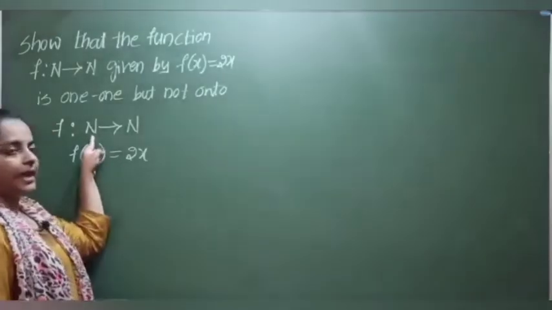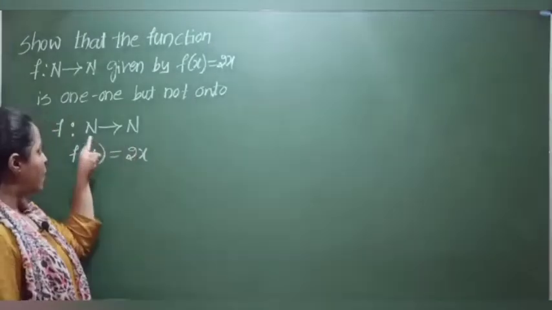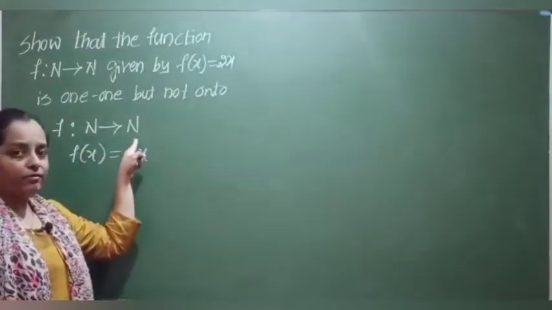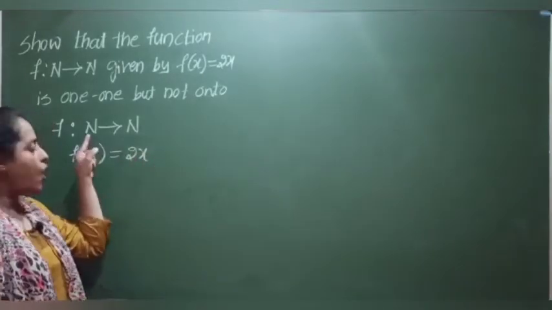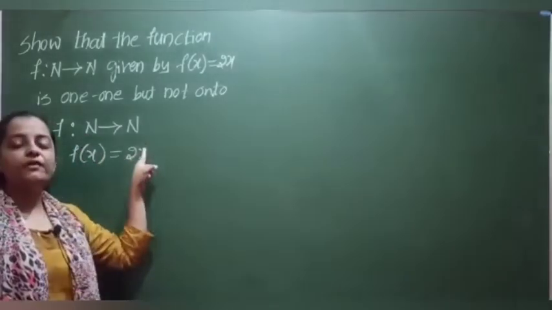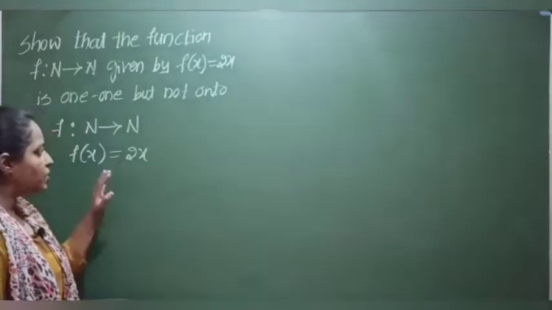The elements of set A should have different images in set B, or all the elements of set N should have different images in set N. It means all the elements of the domain should have different images in the codomain. Okay, so now we have to show this.